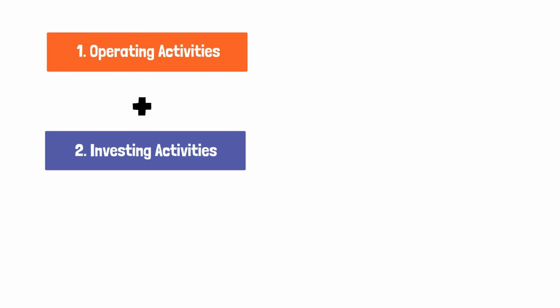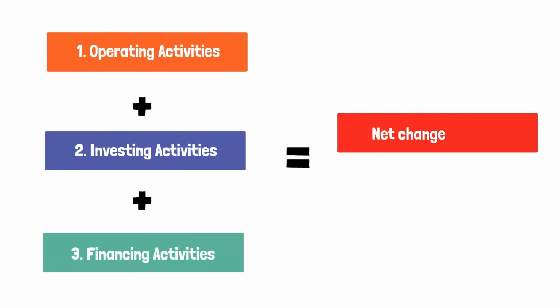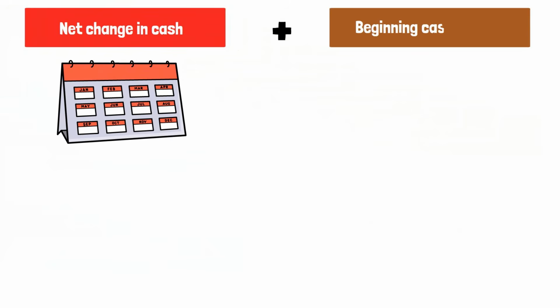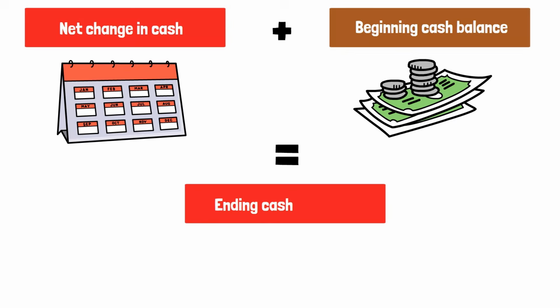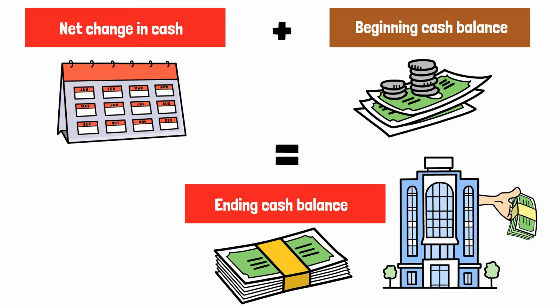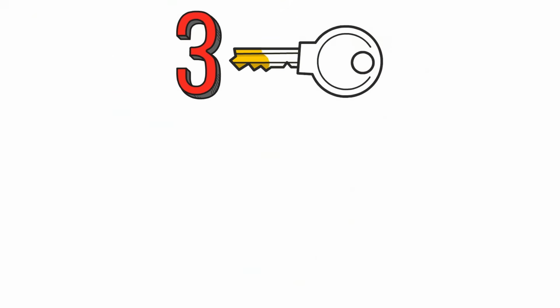When you total all three sections, you get the net change in cash for that period. Add that to the beginning cash balance, and you get the ending cash balance, which is how much cash the business actually has. Here are the three takeaways.